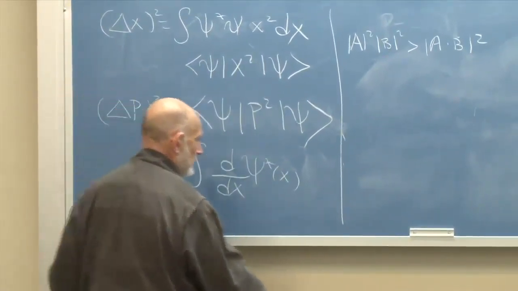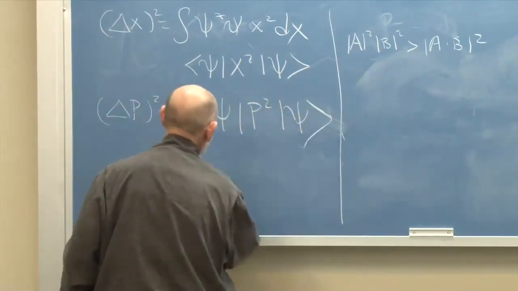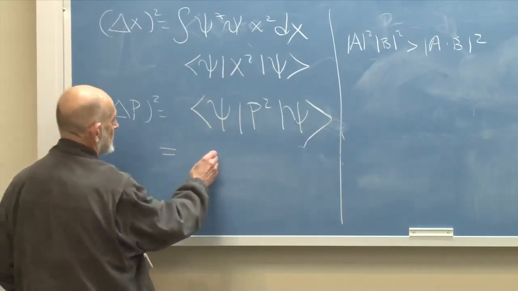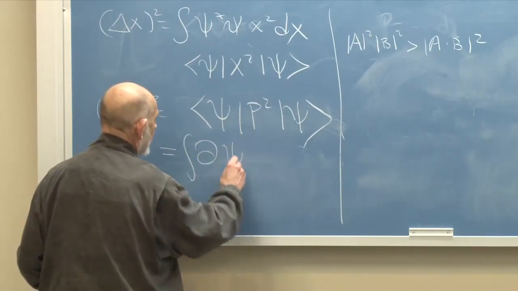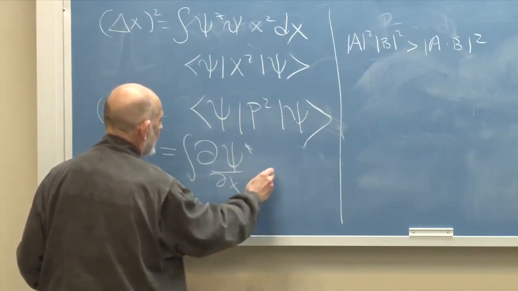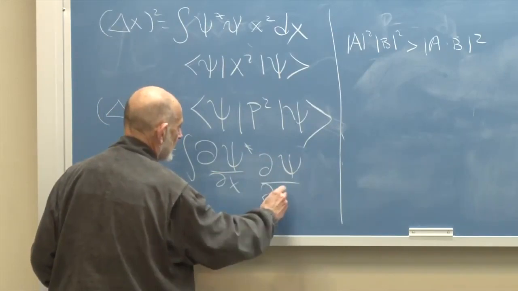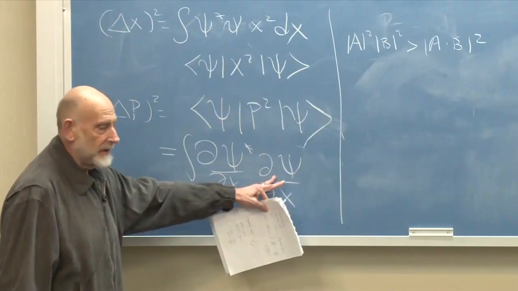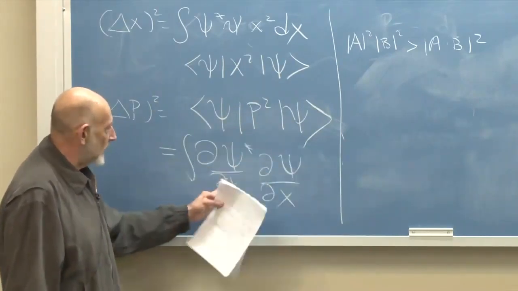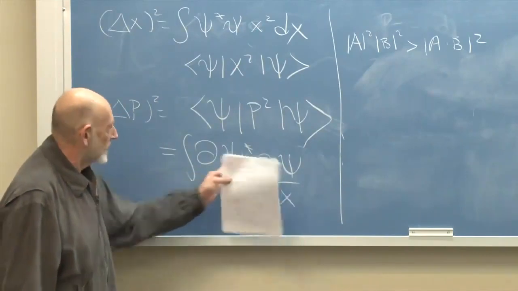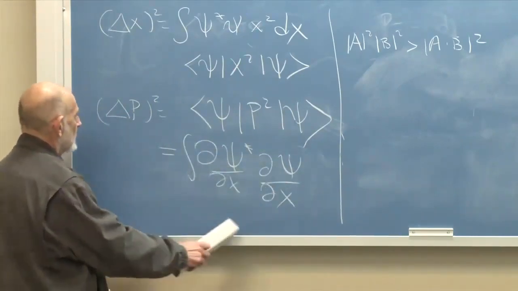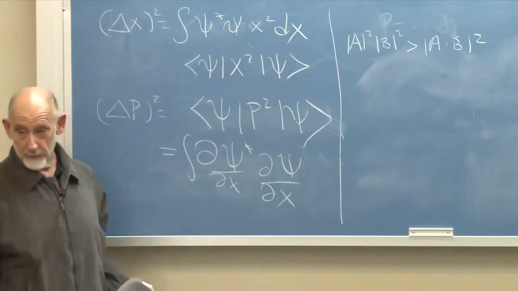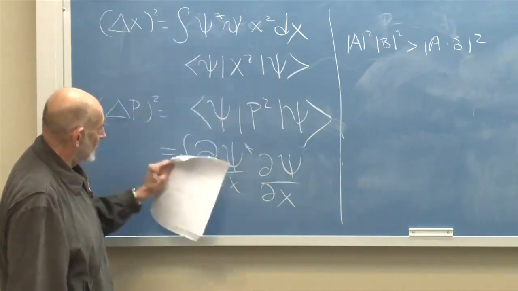I think I lost an equation here. Using the fact that p is minus i d by dx, we proved that this is equal to the integral of d psi star by dx, d psi by dx. Just quickly to remind you how we did it: p squared was minus a second derivative, and then we did an integration by parts to take one of the derivatives and put it over here. Okay, so that's delta p squared. And what we're going to try to prove is that the product of this times this is bigger than something.